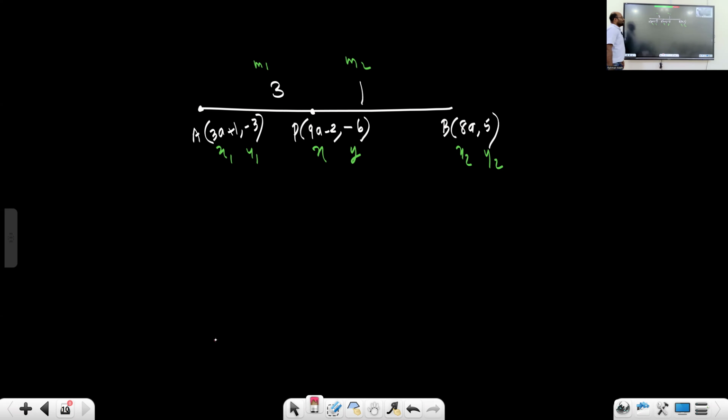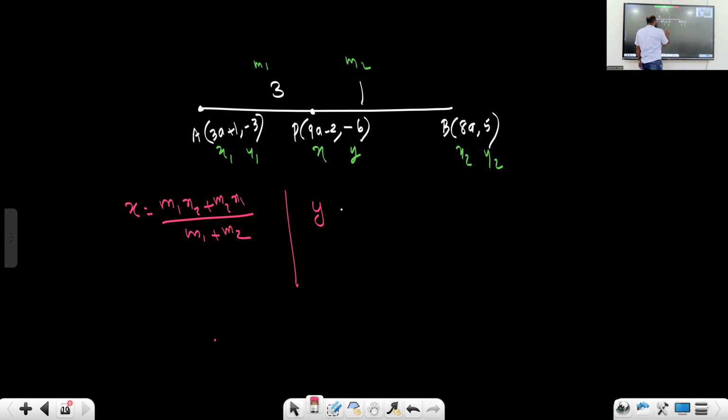Given that P divides AB in the ratio 3:1, therefore by section formula, X equal to M1 X2 plus M2 X1 by M1 plus M2, Y equal to M1 Y2 plus M2 Y1 by M1 plus M2.